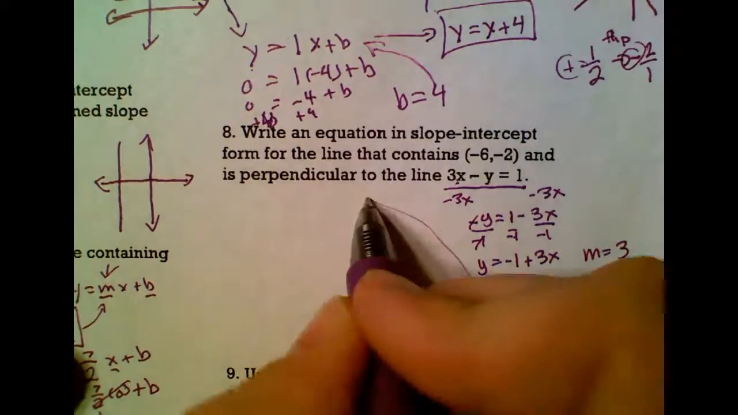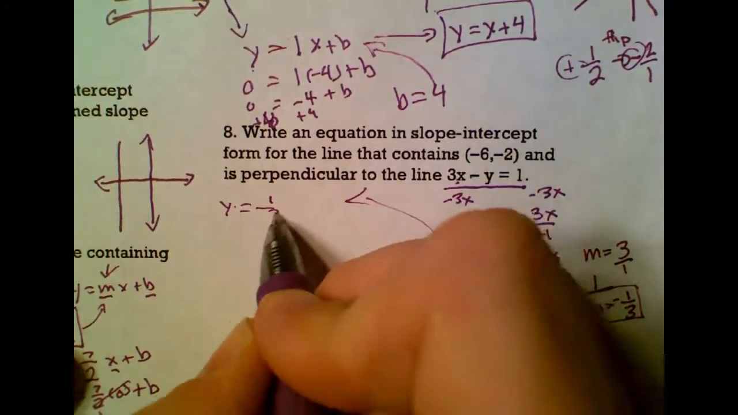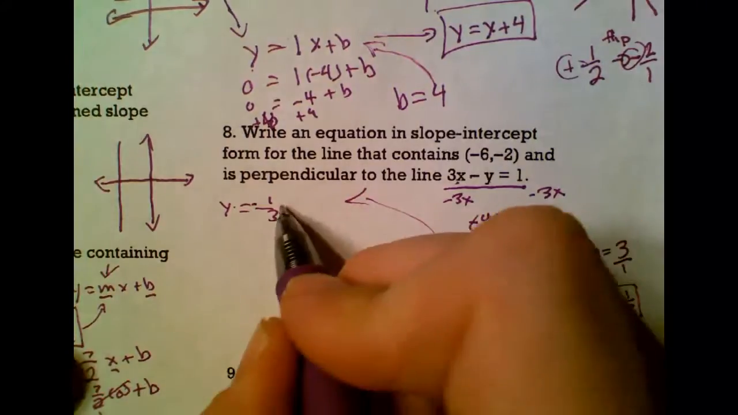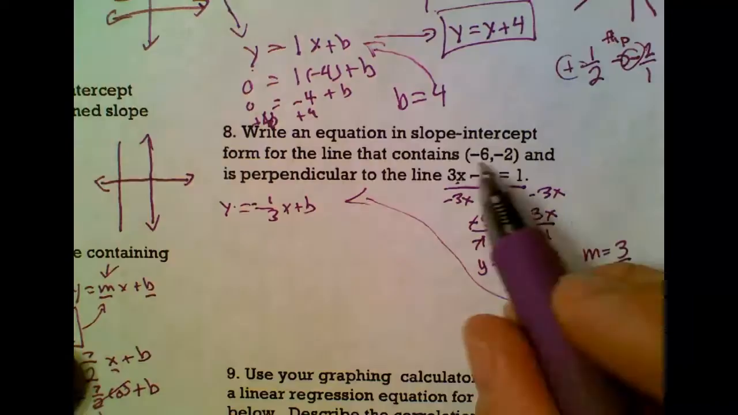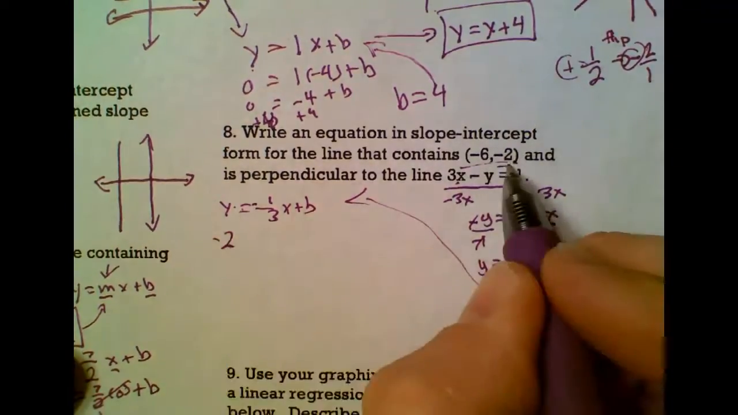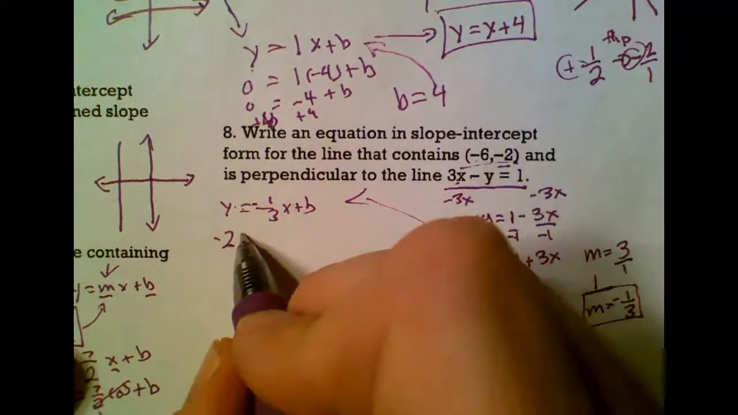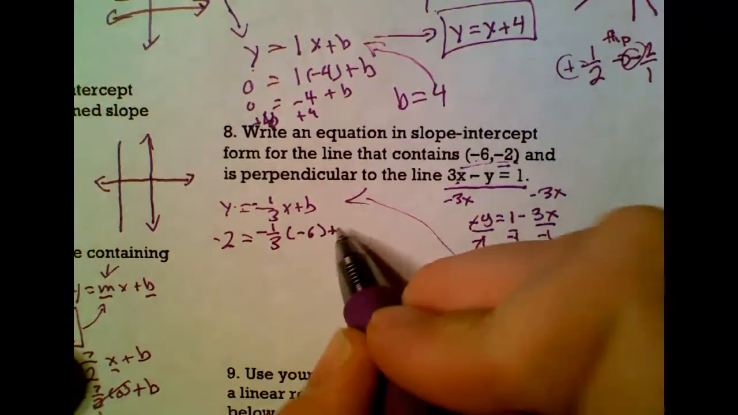Let's take that and bring that over here. So we have y equals -1/3. That's a negative right there. X plus b. Okay, so now let's take this point, plug it into our equation. We got -2 for our y, and then -6 for our x. So y equals -1/3 times -6 plus b.